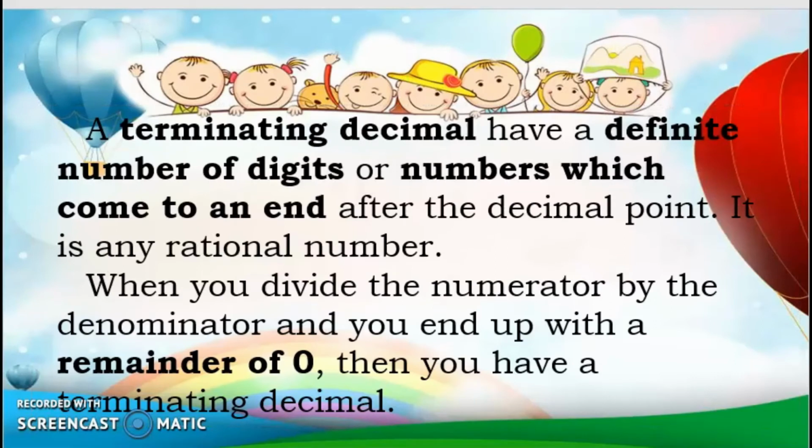Okay, now let's go to the next topic, which is about terminating decimals. So, what is a terminating decimal? A terminating decimal has a definite number of digits which come to an end after the decimal point. It is any rational number. When you divide the numerator by the denominator and you end up with a remainder of 0, then you have a terminating decimal.